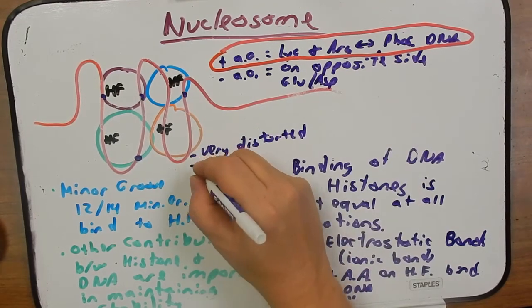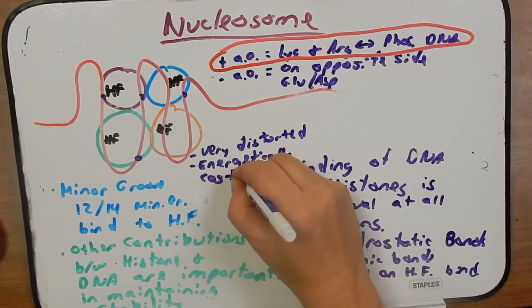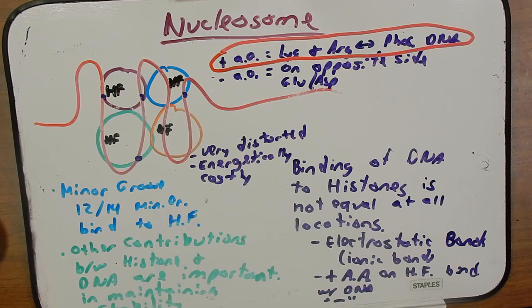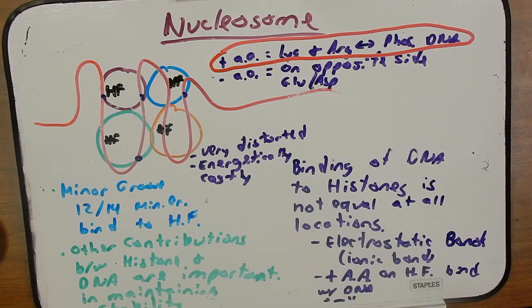Another point I want to make is that the bending of this DNA is very distorted. We might even say it's energetically costly. It takes a lot of energy to distort the DNA in this manner and to maintain it that way, which suggests that the interactions that hold this all together are very strong to maintain this quite distorted state of the DNA. Okay, I'm out of room, so I need to erase some of this, but I still want to talk more about how these histones are binding.